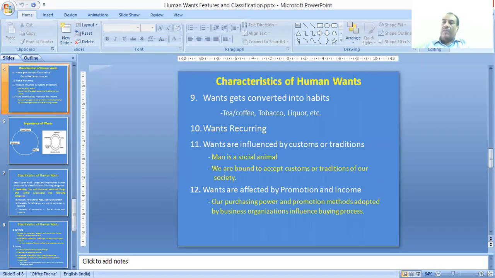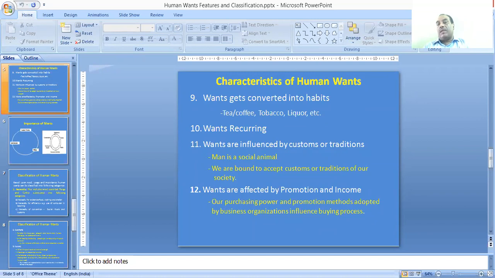Then wants are affected by promotion and income. Income is the key, resources are the key. So when I get a promotion, my income rises. So I have the liberty to spend more money as per my choice. And thus we say that wants are affected by promotion and income. Our purchasing power and promotion methods adopted by business organizations influence the buying process.